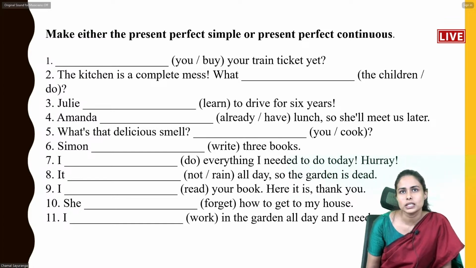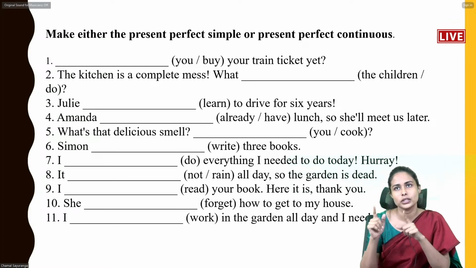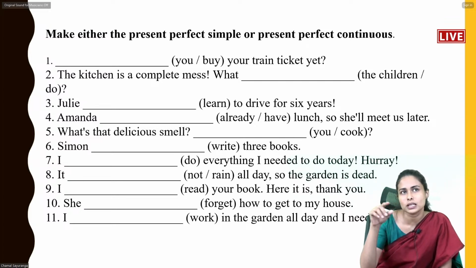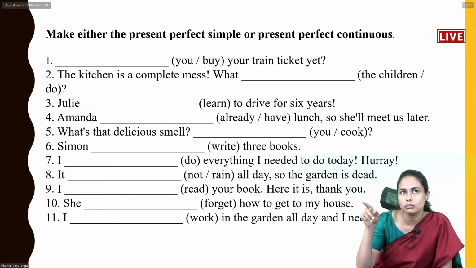Next one, what is that delicious smell? You cook? There is a result. What is that delicious smell? You cook? It's a question, not a sentence. It is a question. Then how can we make the question? Okay, what's the subject there? You. Verb? Have. Okay, main verb?